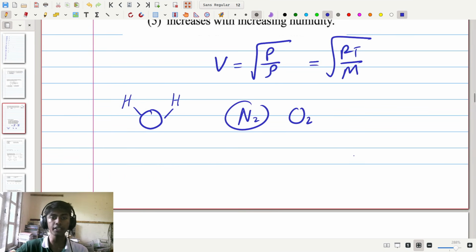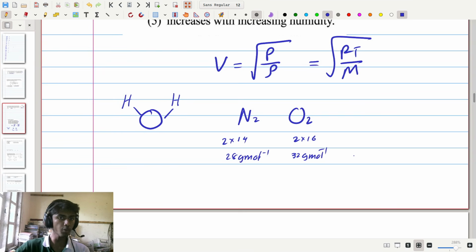Now considering nitrogen and oxygen, nitrogen has a molar mass of 2 times 14 or 28 grams per mole. And oxygen has a molar mass of 2 times 16 or 32 grams per mole. However, if we consider water vapor has a molar mass of 2 hydrogens and 1 oxygen, which is 1 plus 1 plus 16 or 18 grams per mole. Now according to this, we can see the density of water is going to be lower than the density of nitrogen or oxygen gas in the gaseous state.